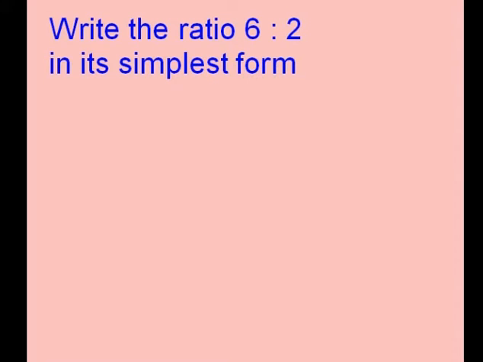In this question, I'm being asked to write the ratio 6 to 2 in its simplest form. What this means is that I have to keep the ratio the same, but I've got to use the smallest whole numbers possible. So here's my ratio, 6 to 2.